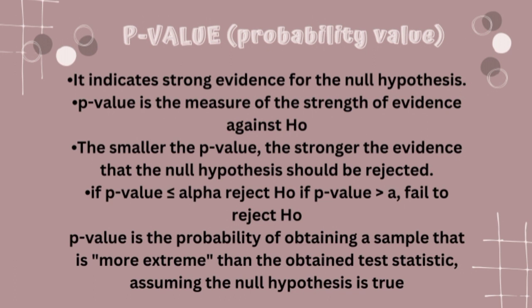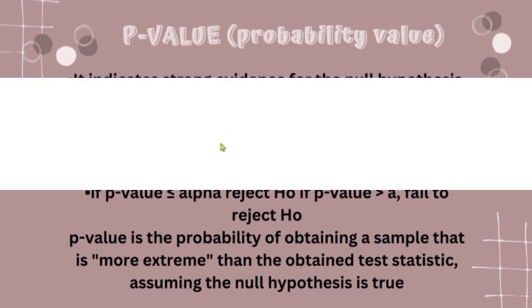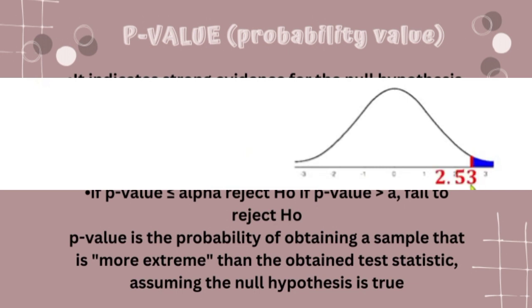Now, in a more understandable way, let us define p-value as the probability of obtaining a sample that is more extreme than the obtained test statistic, assuming the null hypothesis is true. To give you an idea, consider this right-tail test. Let us say this line here is the computed value 2.53. Where is the p-value? The p-value is the more extreme values. So if this is the critical value, the more extreme is the value to the right of it. So this shaded area is the p-value.